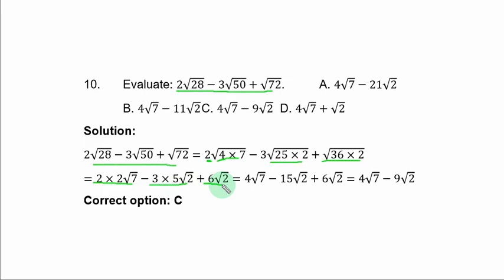If you simplify further, you have 4 root 7 minus 15 root 2 plus 6 root 2. The last two terms can be added, so you have 4 root 7 minus 15 plus 6. You have minus 9, so you have minus 9 root 2. Root 7 and root 2 cannot be subtracted. They are not similar. So C is the correct option.